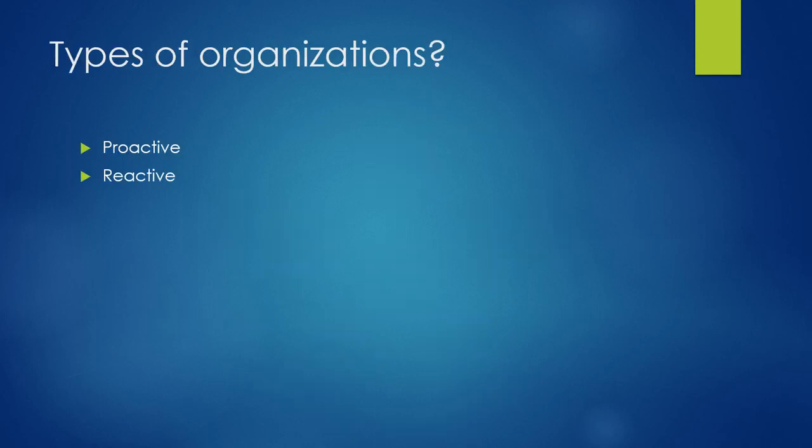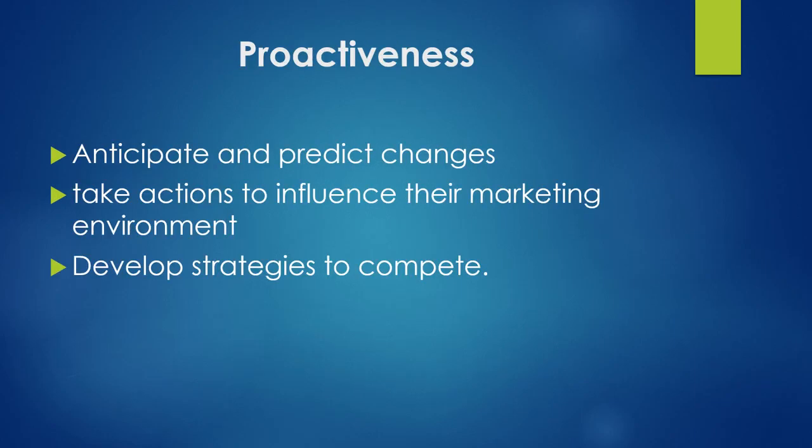So we have two types of organizations regarding managing and dealing with change in the environment. We have proactive organizations, we have reactive organizations. Proactiveness means that companies predict and anticipate change, then take actions to influence their marketing environment by developing strategies of competition.